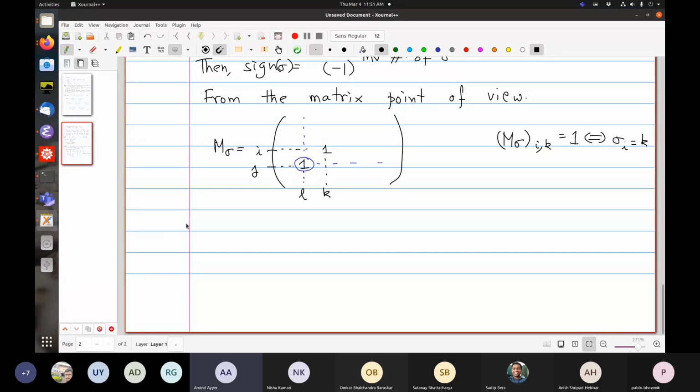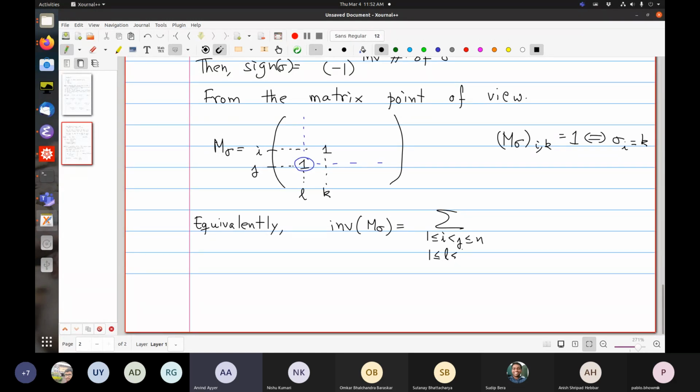So equivalently, how do you say, this count inv of sigma is the sum over 1 ≤ i < j ≤ n, 1 ≤ ... oh god, I should have done k, no, j.